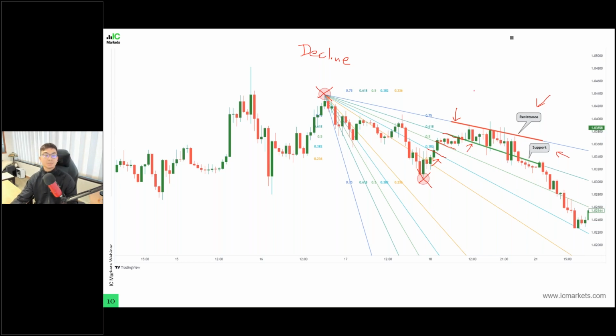So it's just like a prediction tool. You're not using it to properly enter a trade. It's a very nice prediction tool. So the fan lines provide traders key levels to watch as the price bounces around.